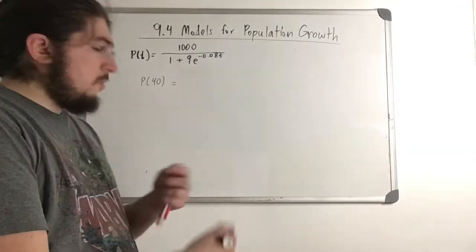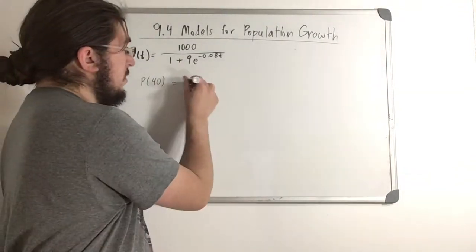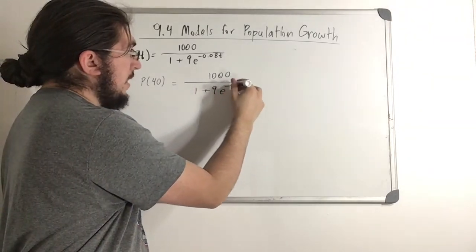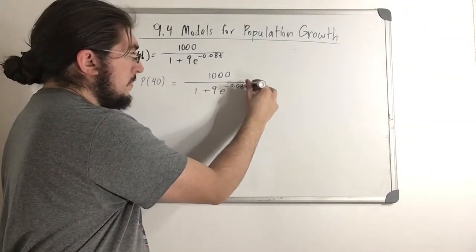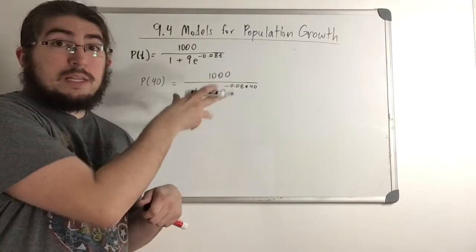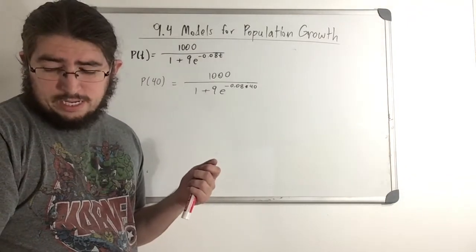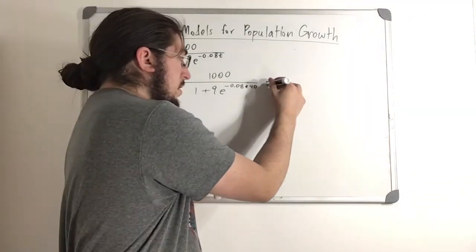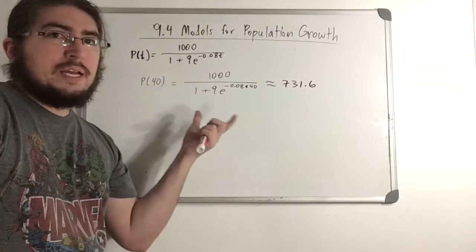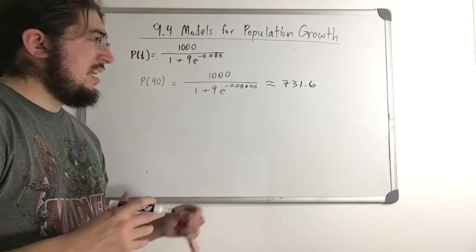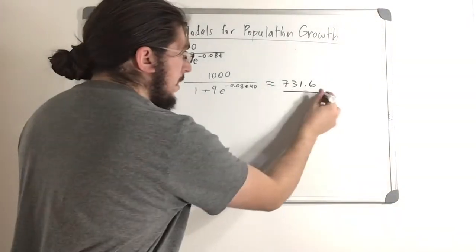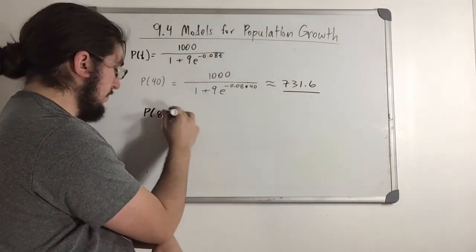Okay, so now to find P of 40, all we're going to do is plug in 40 in for T. So we got 1,000 over 1 plus 9 e to the negative 0.08 times 40. Now all I'm going to do is just apply my calculator. Plug this into the calculator, and what it gave me was 731.6 about. And all I'm really doing is just plugging this in. I'm not even playing around with the mathematics of it. There's a little bit you can say possibly, but just plug it in and you get this. That's fine.